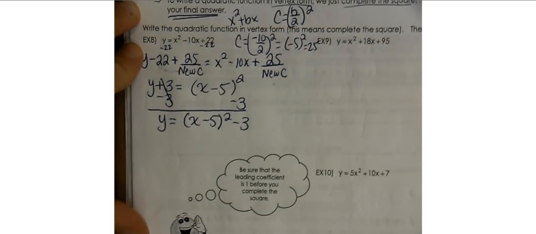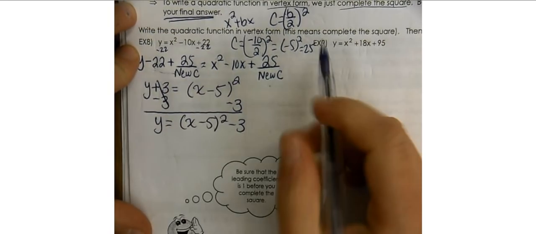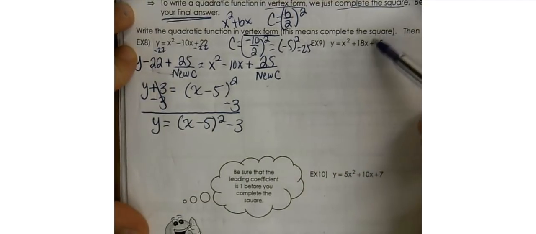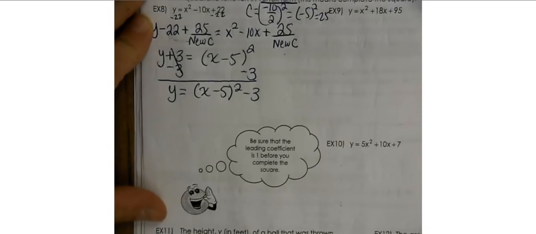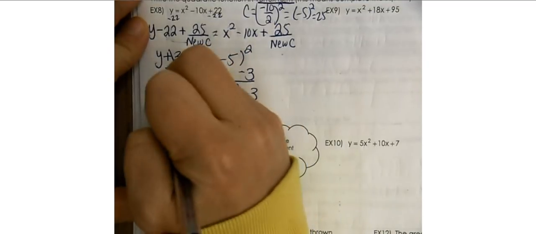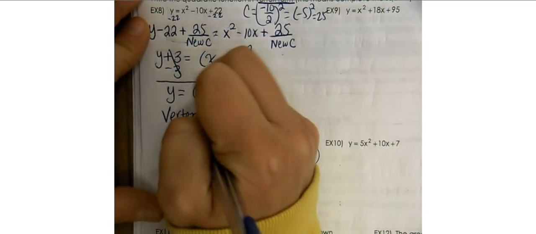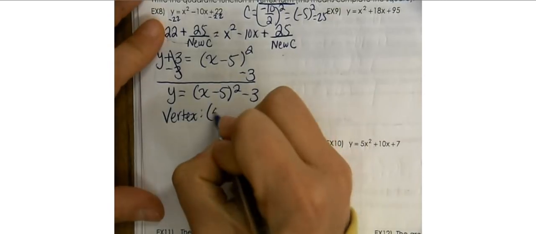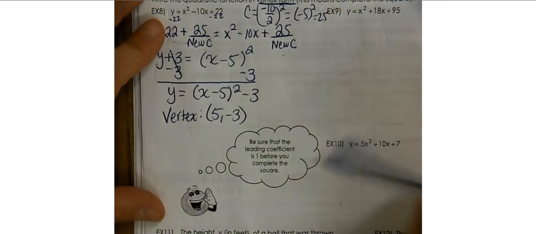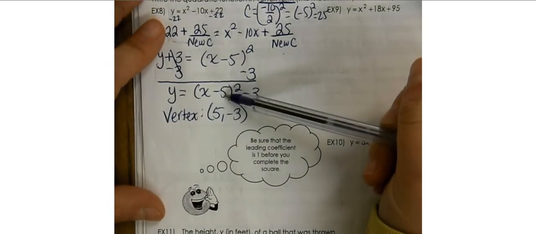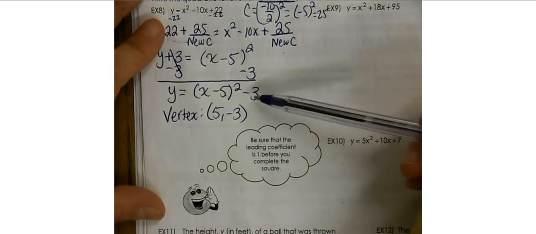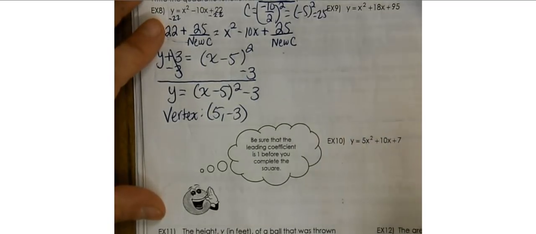So in this problem, we were asked to write the quadratic function into vertex form, which means that we're going to be completing the square. And then it asks you to identify the vertex. And what's cool is that since this is in vertex form, we can very quickly identify our vertex. In this case, our vertex is going to be 5, negative 3. It's the opposite of what you see inside of the parentheses, comma, exactly what you see outside. And that is your answer.